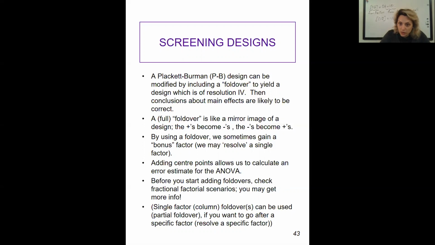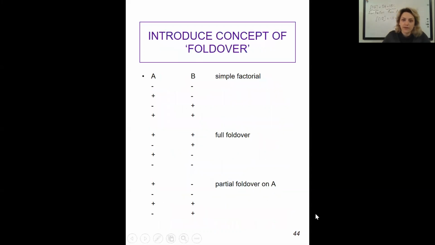Before you start adding foldovers, check fractional factorial scenarios. You may get more info about it. The single factor column foldovers can be used for the partial foldover, and we have an example in the next slide. If you want to go after a specific factor, like you want to resolve a specific factor. Now let's look at it. This is the simple factorial. So I had the negative, positive, right?